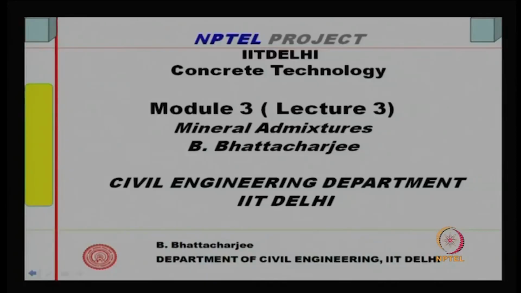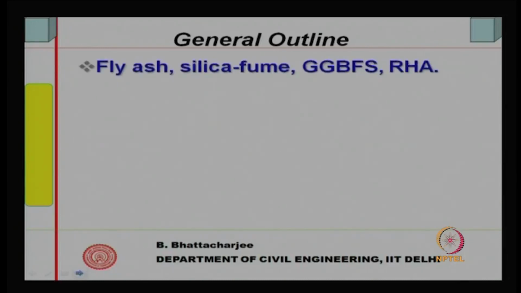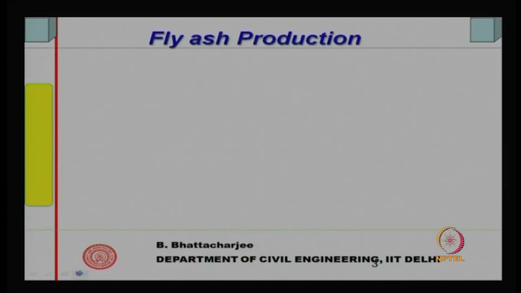Now, we shall be looking into mineral admixtures. Module 3 lecture 3 deals with mineral admixtures. The general outline of our discussion would be something like fly ash, silica fume, ground granulated blast furnace slag, rice husk ash, etc. These are all mineral admixtures, their production, characterization and some features of the mineral admixtures. That is what we will look into in this lecture 3.